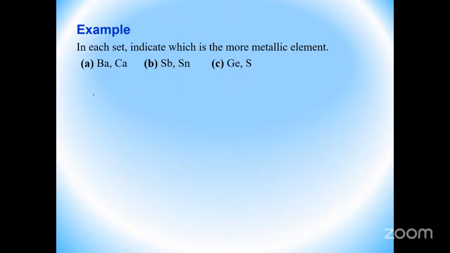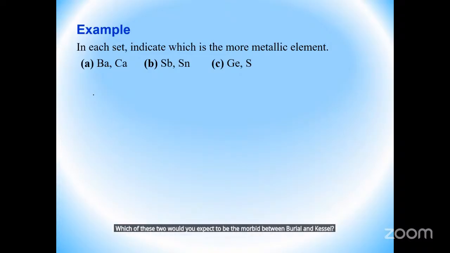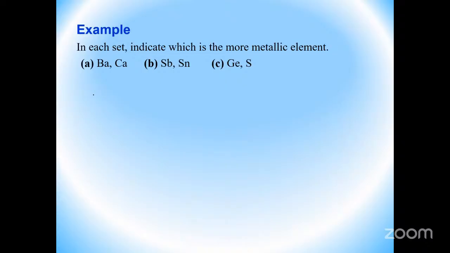Which of these two would you expect to be the more metallic element between barium and calcium? Where are barium and calcium located? You're located in group 2A in the periodic table, right? So which one of those two would be the more metallic element?